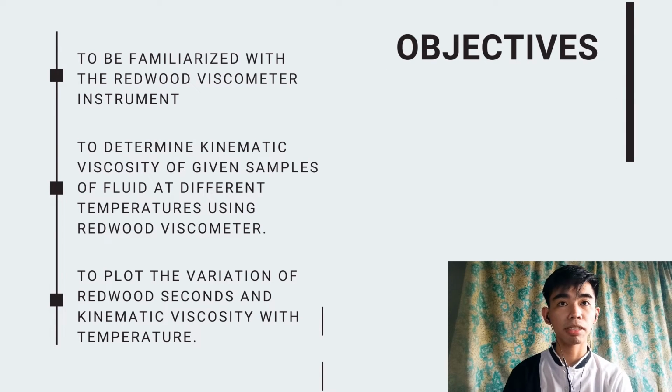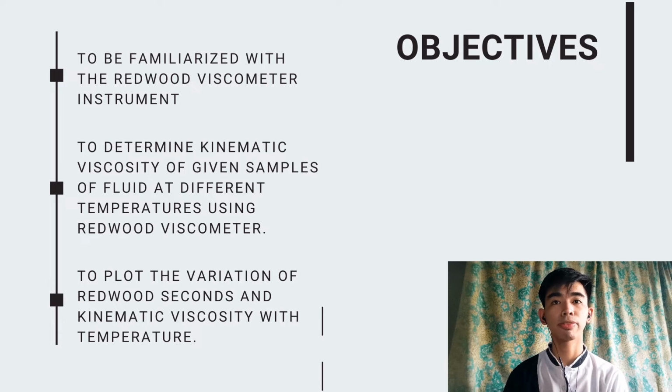The objectives of our laboratory experiment are, first, to familiarize with the redwood viscometer instrument. Second, to determine the kinematic viscosity of given sample fluids at different temperatures using the redwood viscometer. And the third and last one is to plot the variation of the redwood seconds and kinematic viscosity with the temperature.